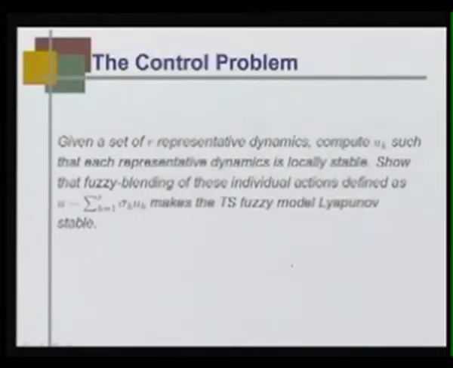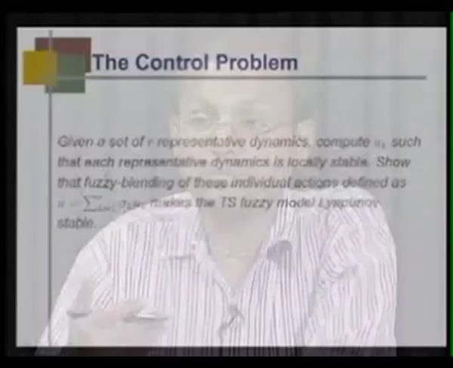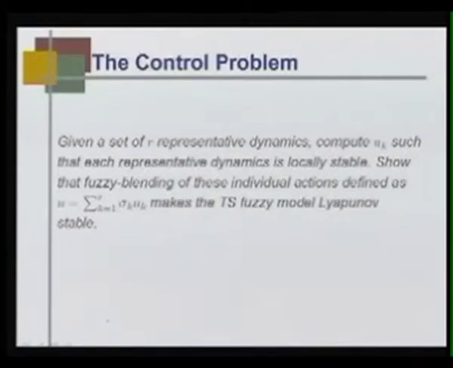And then the controller problem: given a set of R representative dynamics, compute E k such that each representative dynamics is locally stable, so that the fuzzy blending of these individual actions, defined as U, makes the T-S fuzzy model Lyapunov stable. R representative dynamics means two representative dynamics if two rules are fired. All R rules can be fired actually, in principle. So, that is why R representative dynamics. Compute E k for each subsystem, and then the fuzzy blending of U equal to the sum over k equal to 1 to R of sigma k u k makes the T-S fuzzy model Lyapunov stable.